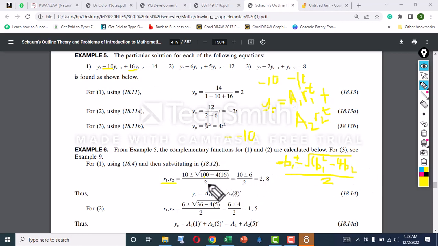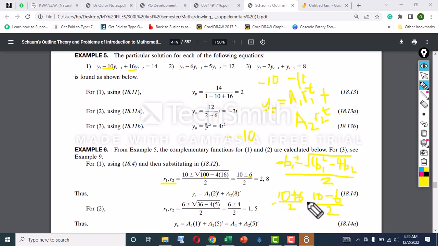Everything over 2. So by the time you solve 100 minus 4 times 16. 4 times 16 should be 64. Yeah, I think I'm right. 64. Then 100 minus 64 should be 36. So find the square root of 36. That's how they get the 6 here. So we have 10 plus or minus 6 over 2. So that's how we now have 10 plus 6. R1 will be 10 plus 6 over 2, and R2 will be 10 minus 6 over 2.